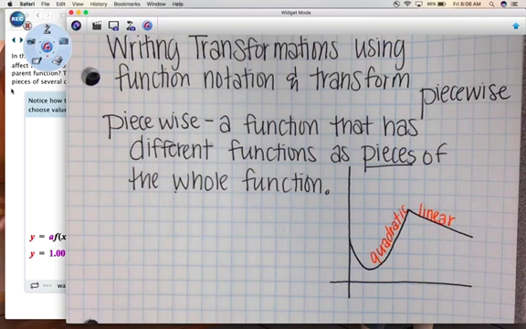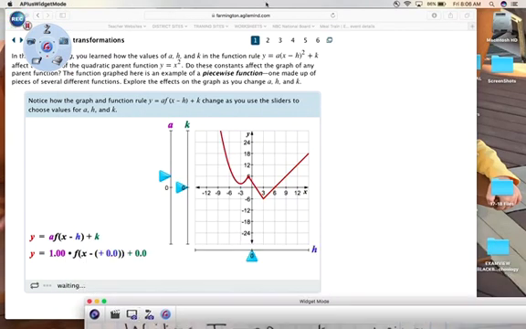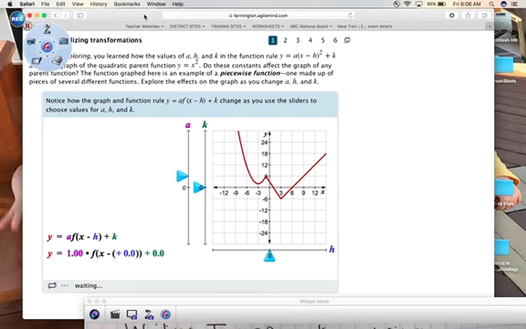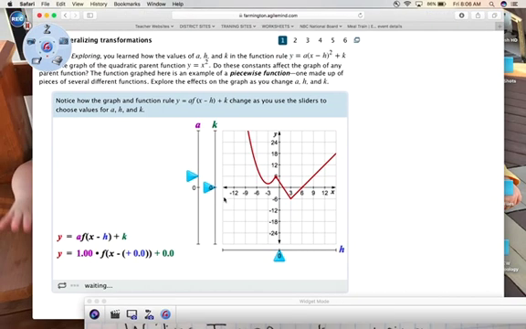So if you look, let me move this out of the way. If you look at this right here, this is another piecewise function. Notice this function notation. We're going to talk about that in just a second. But the a, notice, is still out in front of the x. There's just an f with it. The h is still inside the parentheses and the k is outside. All of those values are still going to do the same thing.